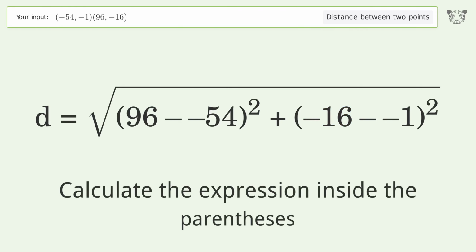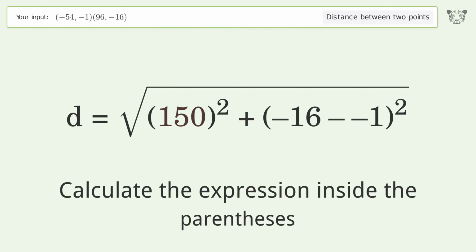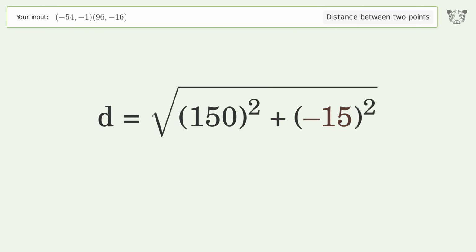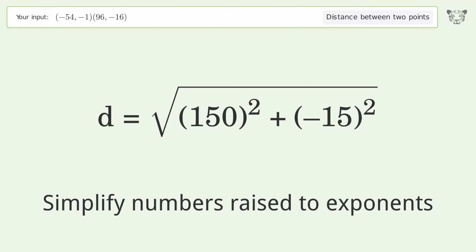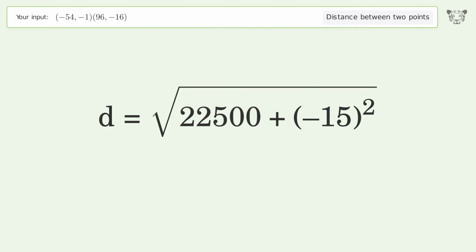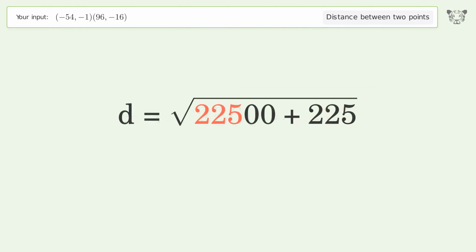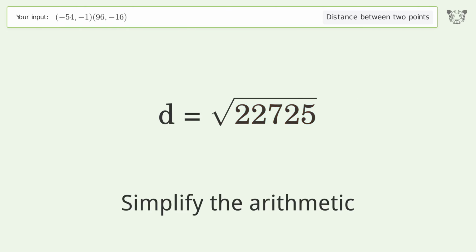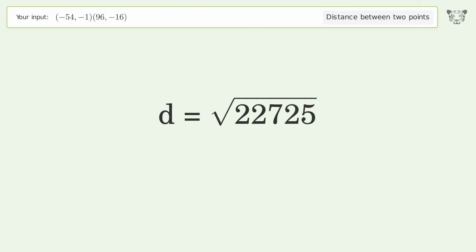Calculate the expression inside the parentheses. Simplify numbers raised to exponents. Simplify the arithmetic. And so the distance between the 2 points is the square root of 22,725, or 150.748.